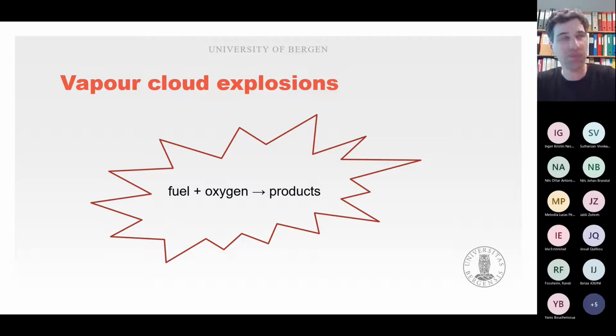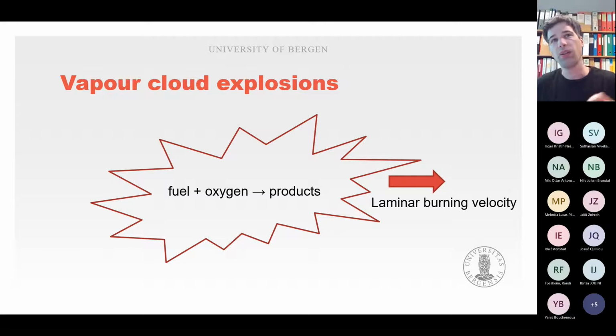So what do we mean with vapor cloud explosions? It's basically fuel and air that get mixed, and if this gets ignited, we'll have a chemical reaction between the fuel and the oxygen in the air, which will produce products and energy. And this energy will basically cause other reactions to happen, and you get a self-sustaining reaction that will then burn at a certain speed.